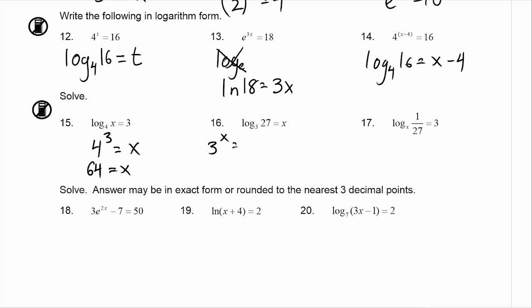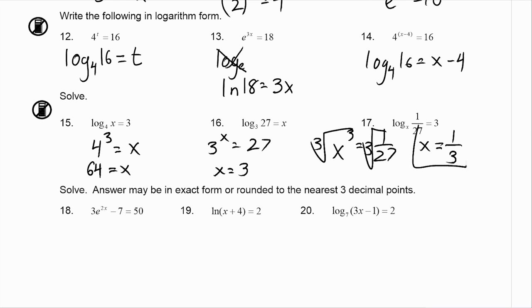3 to the x is equal to 27. x is going to be equal to 3. 3 times 3, which is 9, times 3 again gives you 27. x is going to be equal to 3. And the last one, x to the third power is equal to 1 over 27. To get x by itself, we can do something called the cube root. If we do the cube root to both sides, the cube root of 1 is still just 1. The cube root of 27 is 3, and therefore we get the answer x is going to be equal to 1/3.